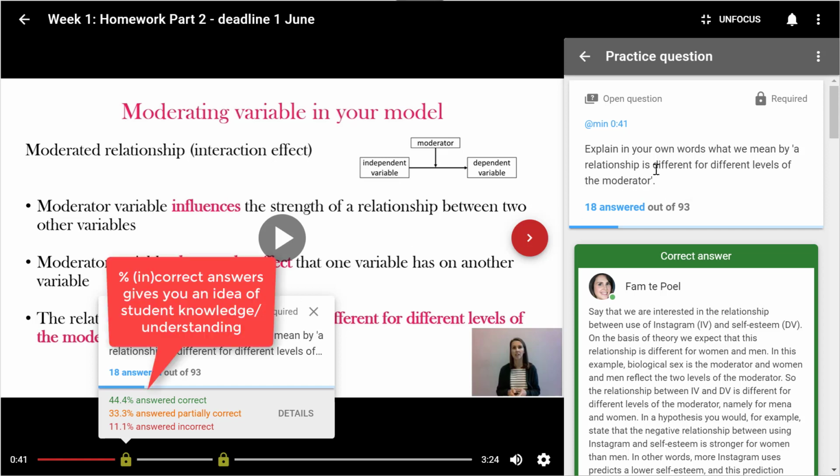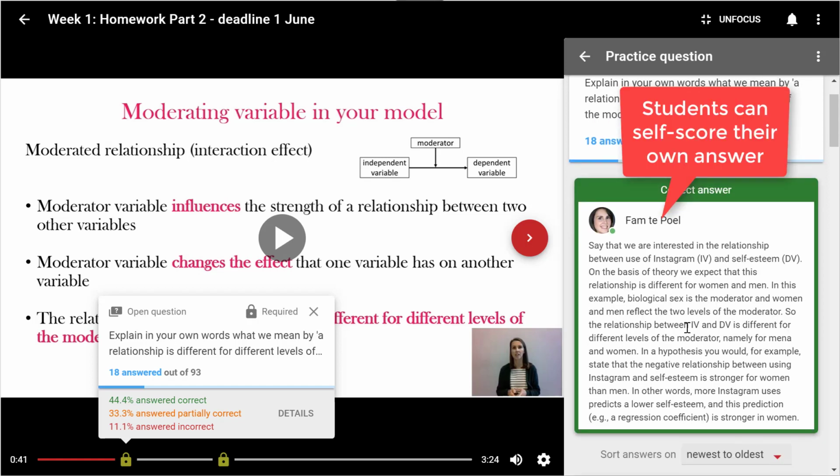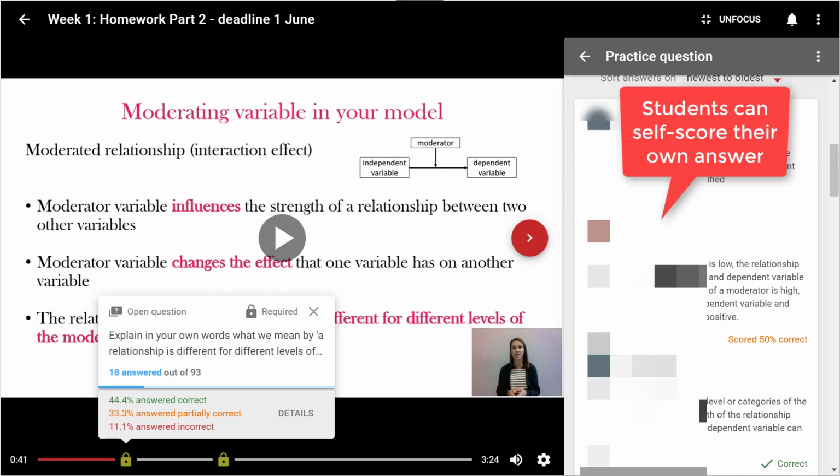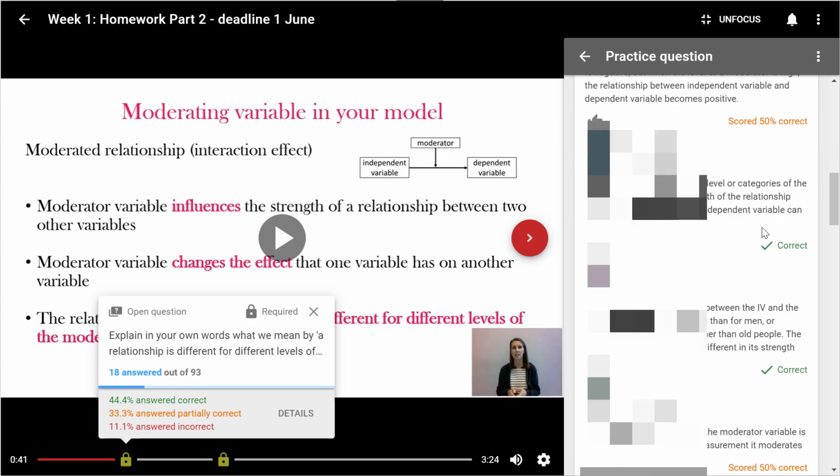This question said, explain in your own words what we mean by a relationship is different for different levels of the moderator. You can see that 18 out of those 20 students that started viewing actually answered this question. It's an open question, and I gave a correct answer. So for example, this student scored 50% correct, and then you have a student that scored completely correct.